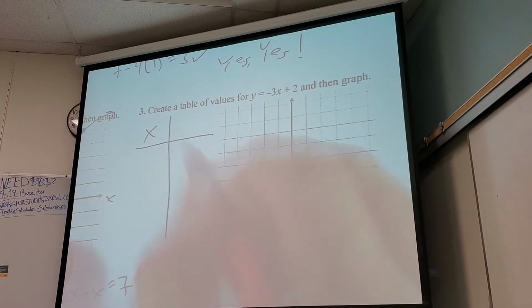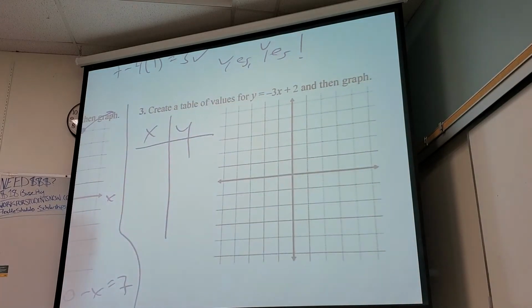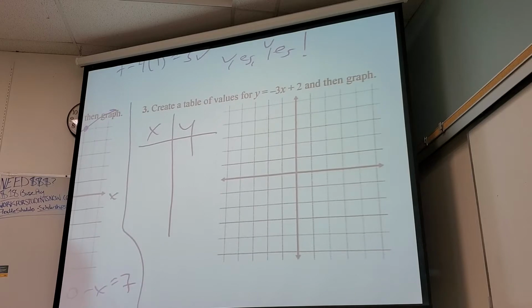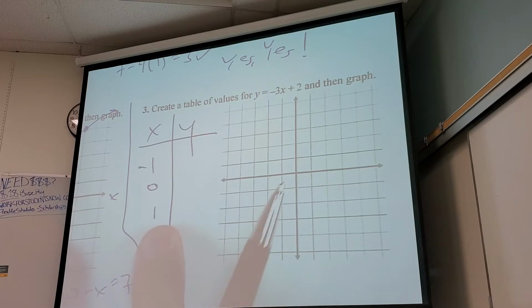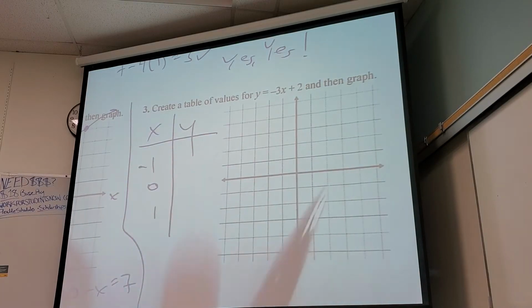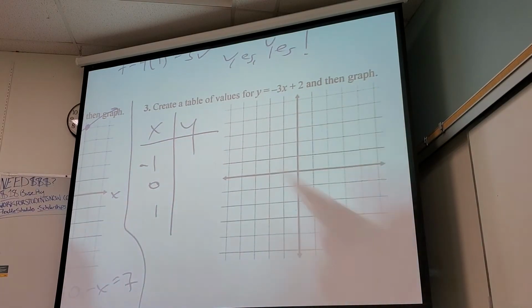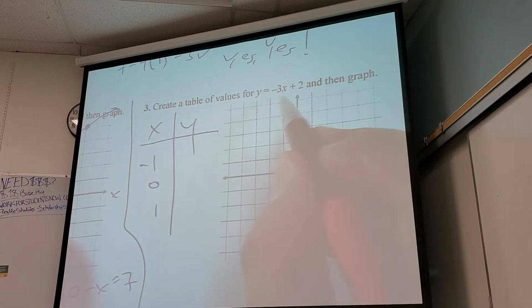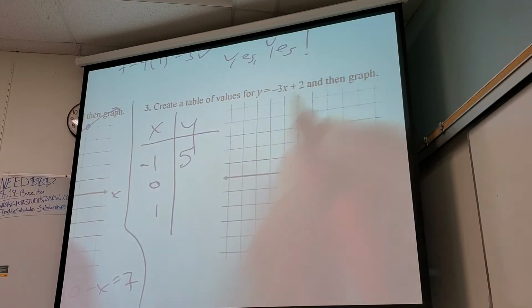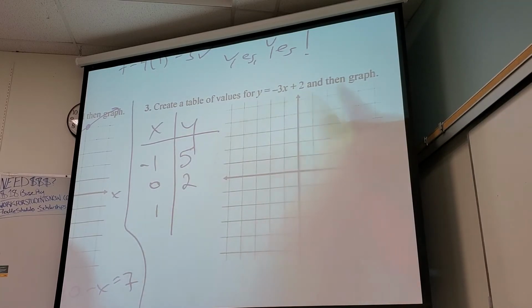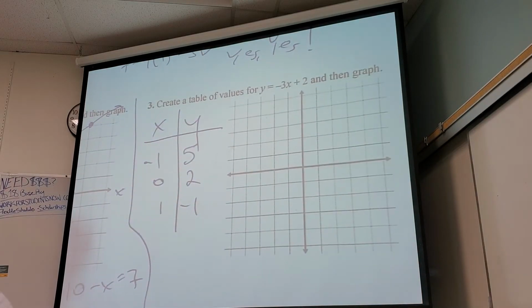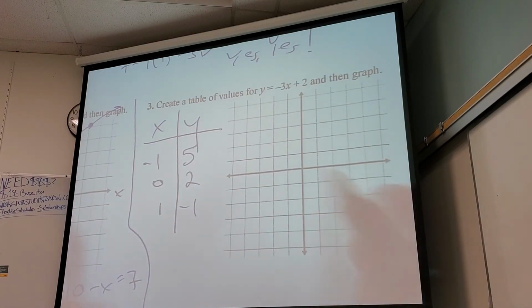So this one you had to choose your own. Almost always you're going to use -1, 0, 1. These always work, but then you just pick some other ones. If you get some funky outputs, try something else. When you put a -1 in, it'll be 3 plus 2. When you put a 0 in, your y is 2. When you put a 1 in, you get -3 plus 2. You could have used other points, doesn't really matter. -1, 5, 0, 2, 1, -1.